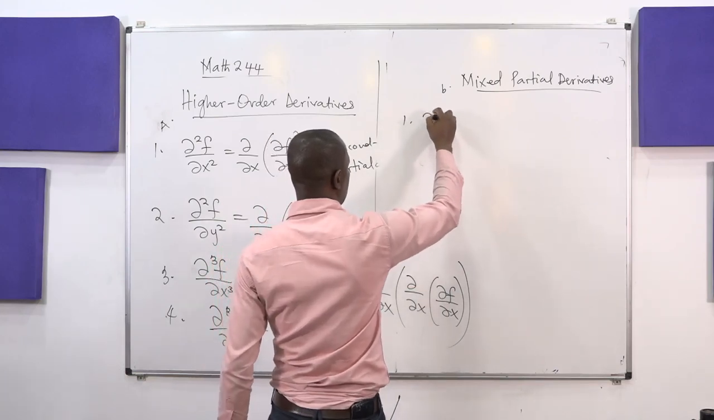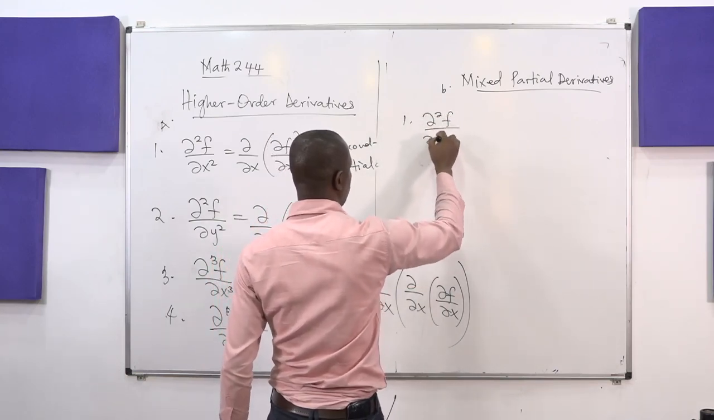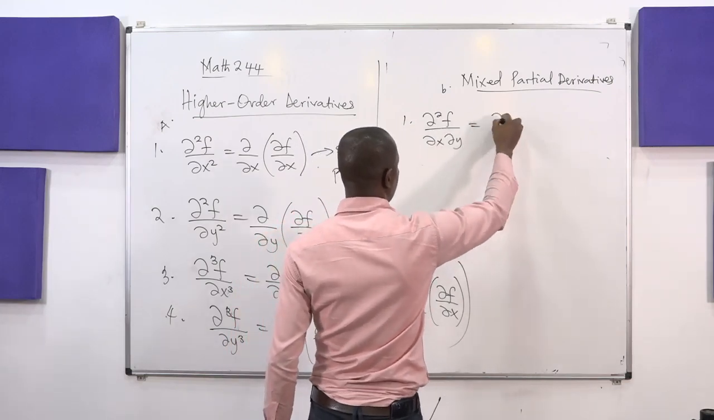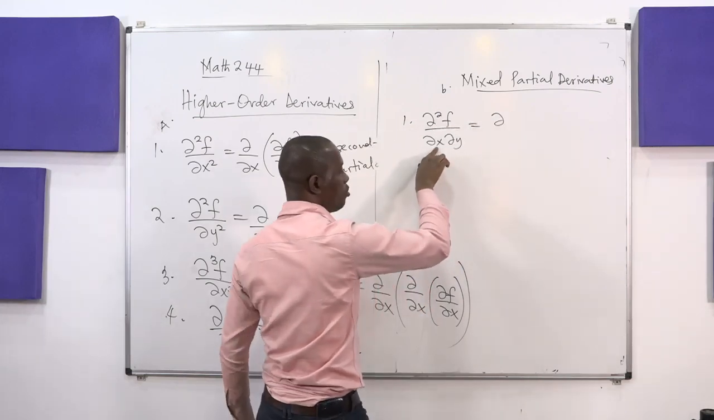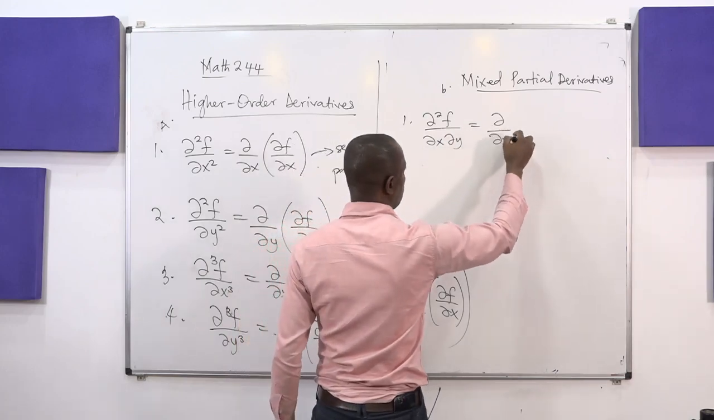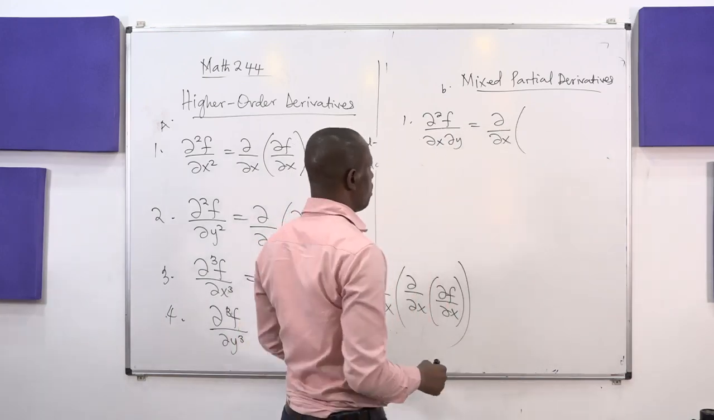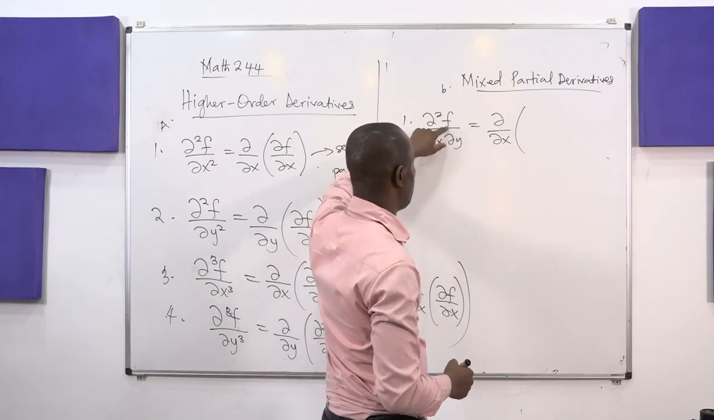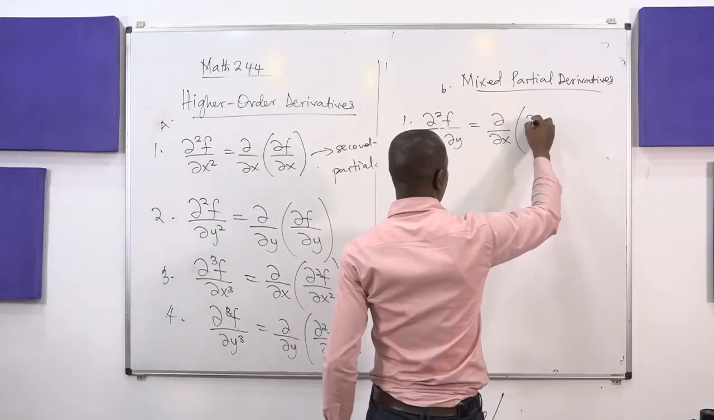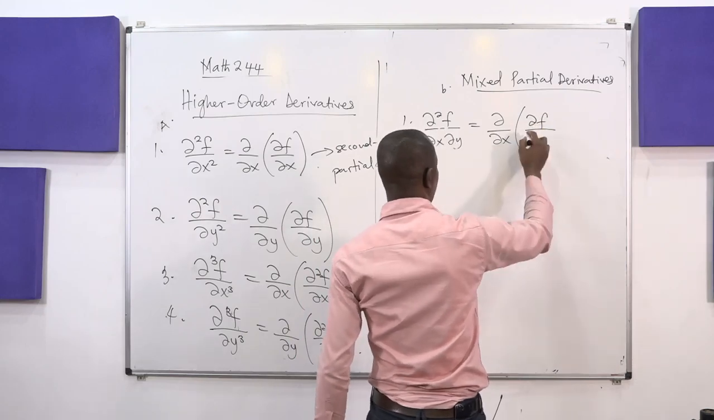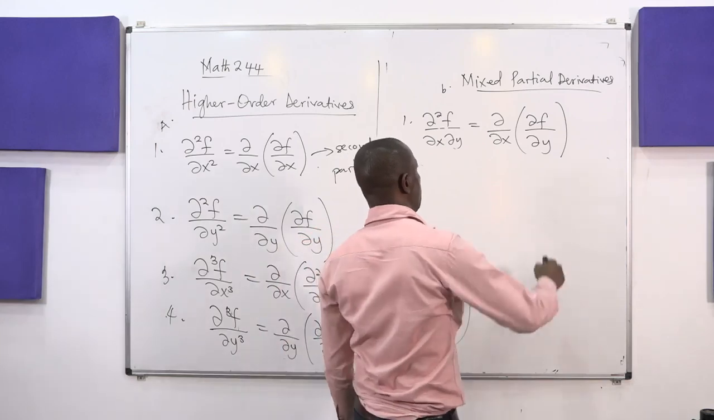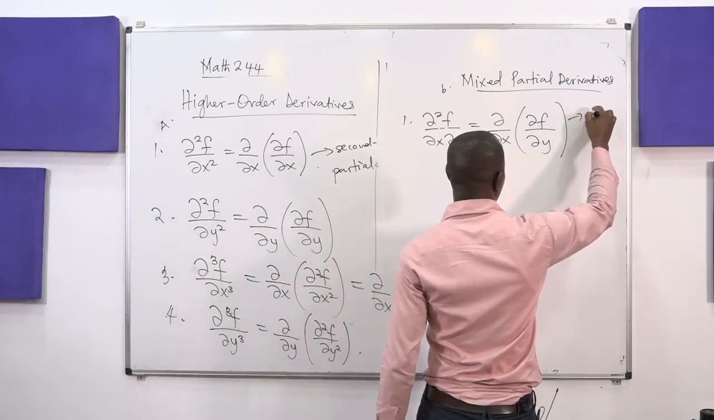One partial squared f over partial x partial y is the same as del with respect to the denominator, del x. Then you see that one of them is gone. You are left with one, and then f. So del f, then this times del one, y. So for this one, a second-order mixed partial derivative.